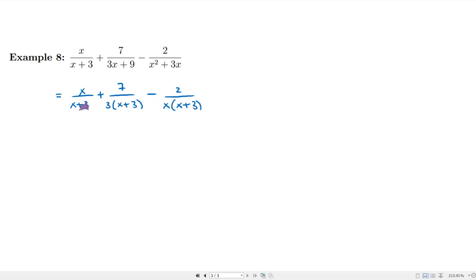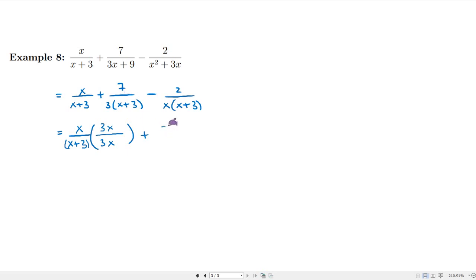If we want the least common denominator, what are we going to need? Well, this fraction is missing a 3, and it's also missing an x. So we're going to take this first fraction and multiply and divide by those missing factors, right? We have the x + 3, but we're missing a 3, and we're missing this x. So we're going to multiply and divide by 3x.